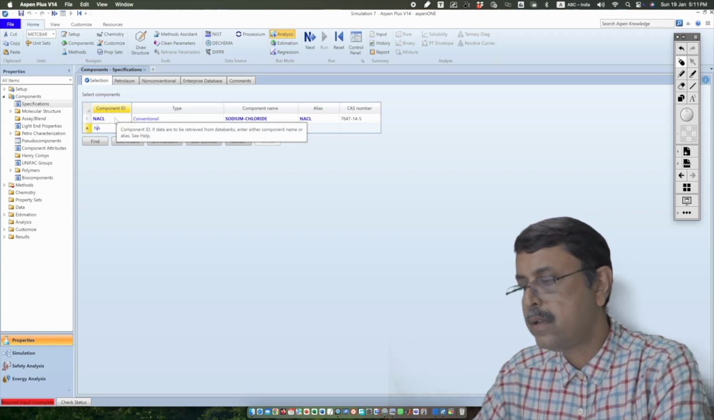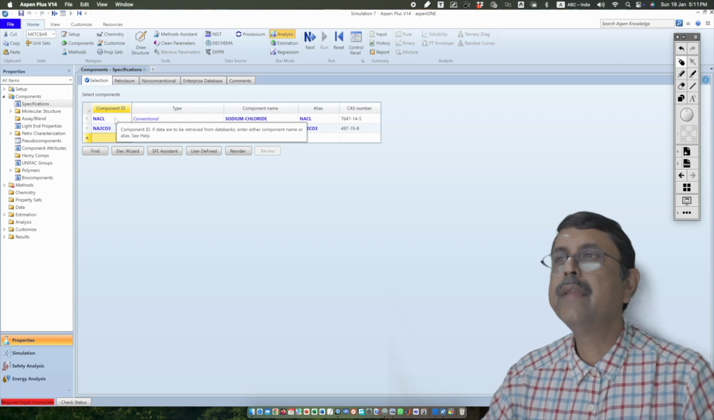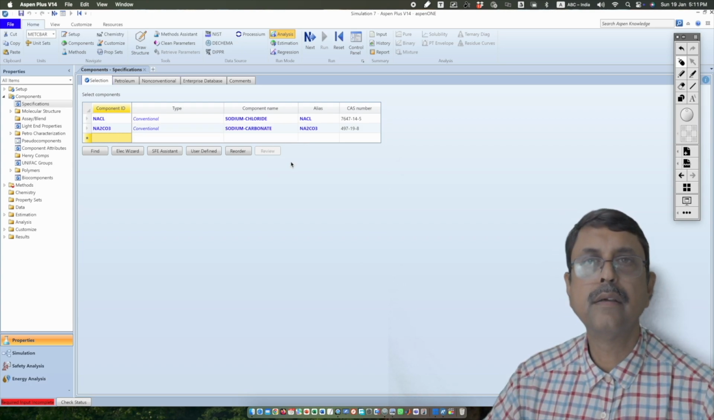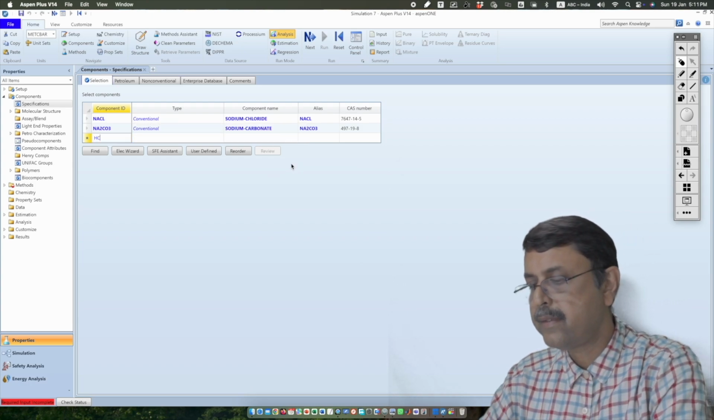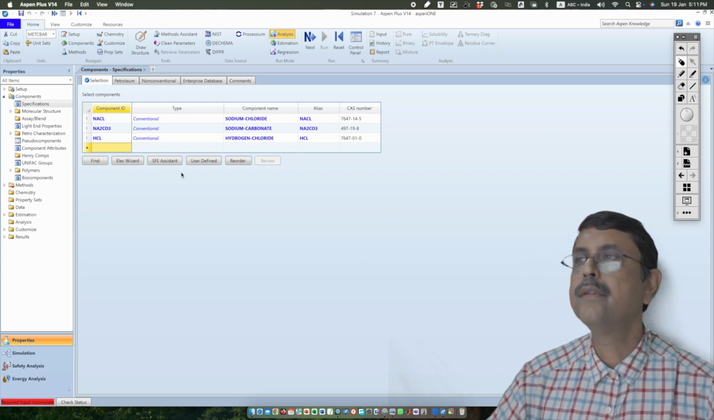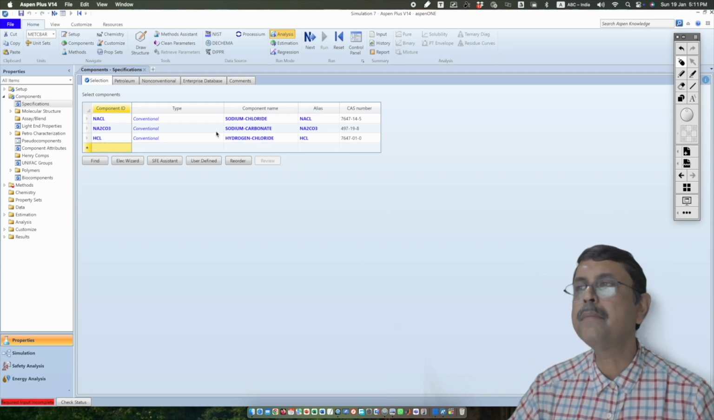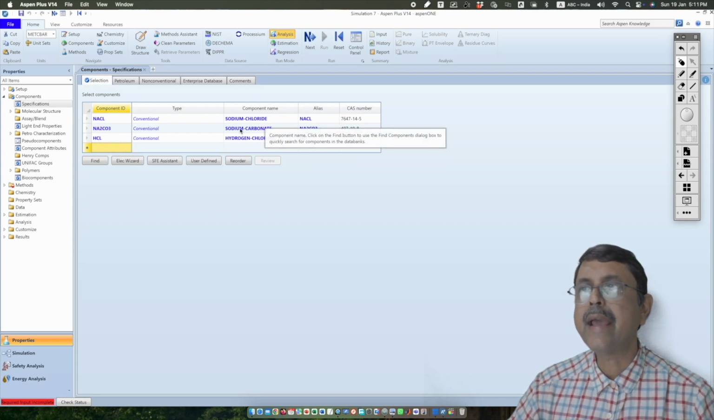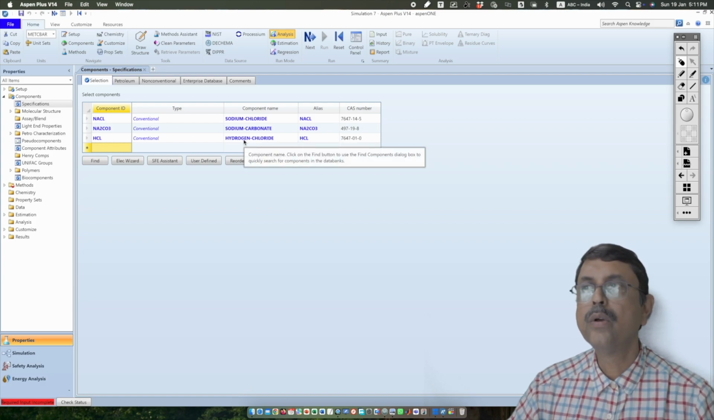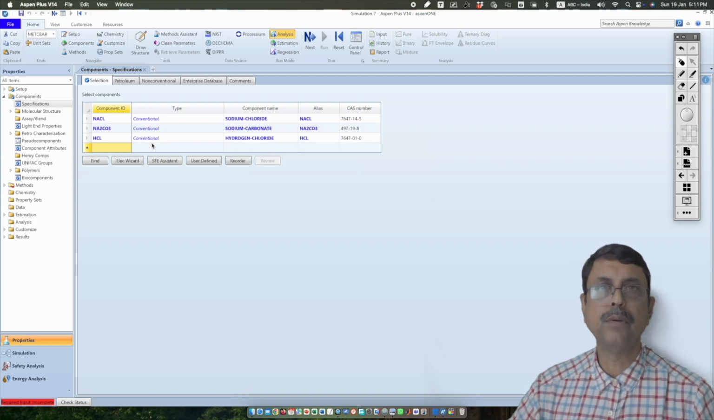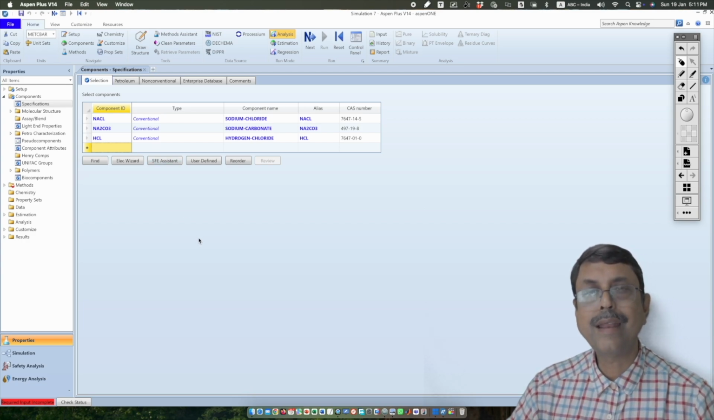Or we can say Na2CO3. Then we know this is sodium carbonate. These are well-known things. We can write HCl also. So these are conventional component names. And the moment we write them, Aspen Plus can understand which component we are talking about. But have we ever approached defining an ion? We have never. But Aspen has the option to identify ions also.